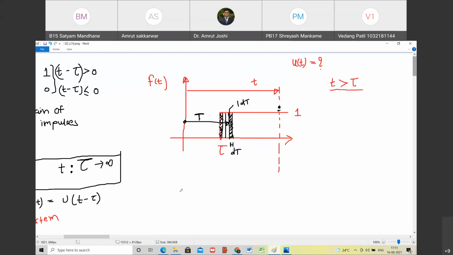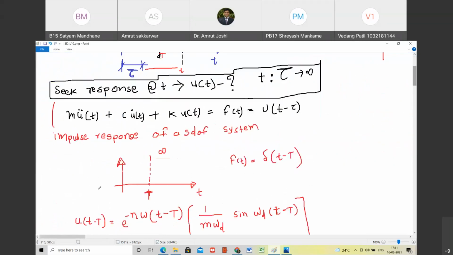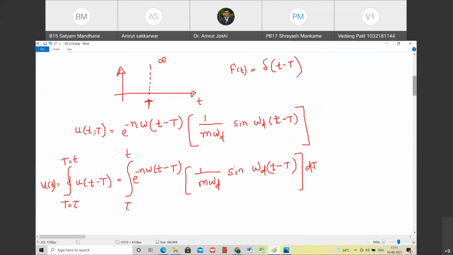Yes, sir. So what is the response of this impulse at time small t? That we already know. That response is u of t equal to e raised to minus eta omega (t minus capital T) into the bracket 1 upon m omega d sin omega d (t minus T) into dT. Why did I multiply by dT? Because this much is the response for a unit impulse. Are you with me?